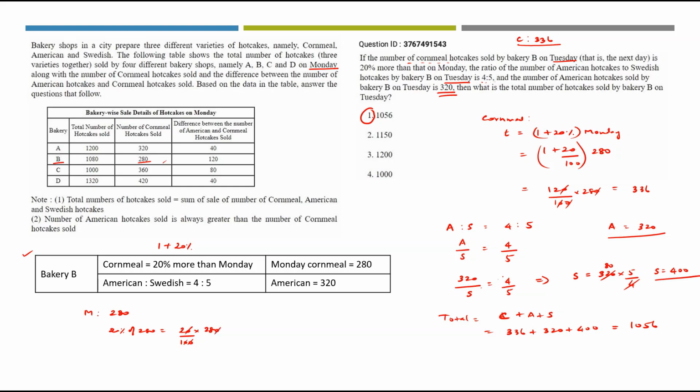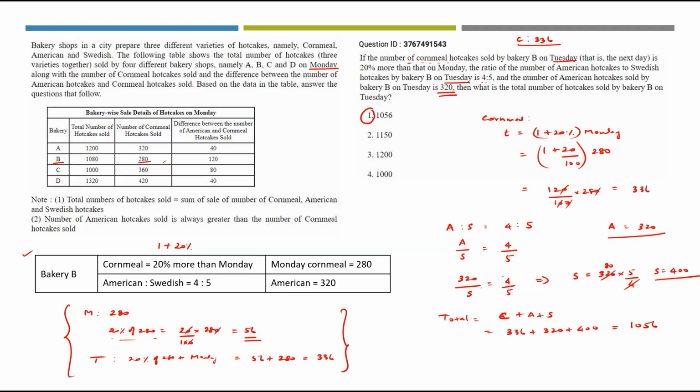This will be 20% of 280. Let's cancel both the zeros. 2 into 28 will be 56. So what is 20% of 280? It is 56. When they say the sale of Tuesday is 20% of 280 plus Monday sales, what is 20% of 280? It is 56. What is the count of Monday sale? It is 280. If you add 280 and 56 together, you will get 336.